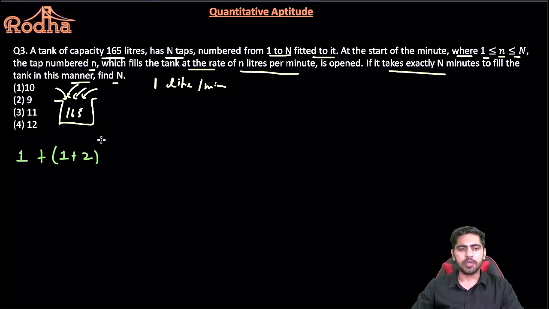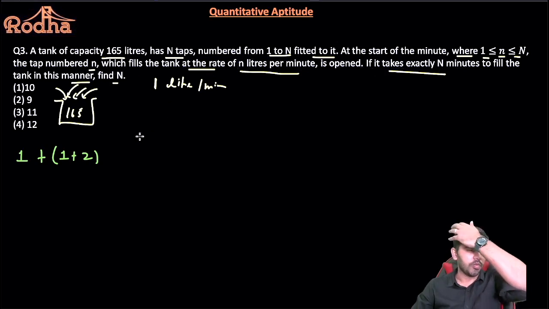Because now two taps are working in the second minute. So the first tap and there are another two taps which are open now, because at the start of the minute, the tap number n fills it. And now if n liters per minute is open, if it takes exactly n minutes to fill the tank, then find the value of n. So if there are n pipes, now two taps are working, so 1 plus 2.